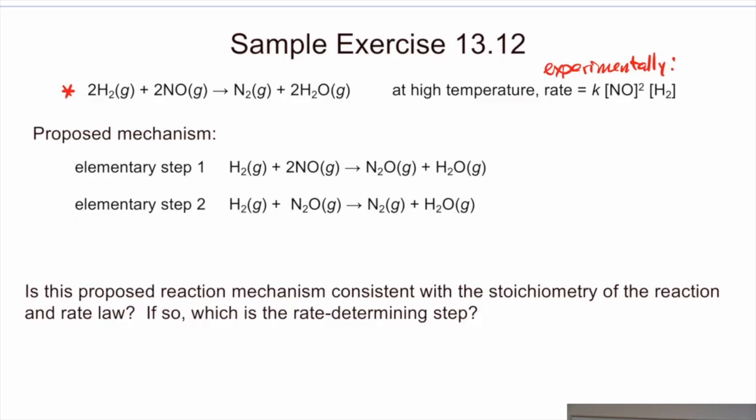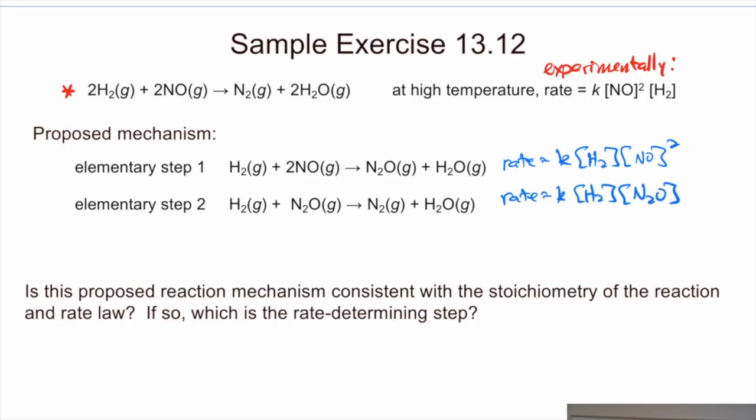So let's write the rate laws. This is how you do this, okay? So first we have to evaluate. If this proposed mechanism is right, we need to write out what would the rate laws be for each step. The elementary step 1 would have a rate law of rate is equal to k times the concentration of hydrogen gas to the first power times the concentration of NO raised to the second power. The elementary step 2 would have a rate law of rate is equal to k times the concentration of hydrogen gas to the first power times the concentration of N2O raised to the first power.